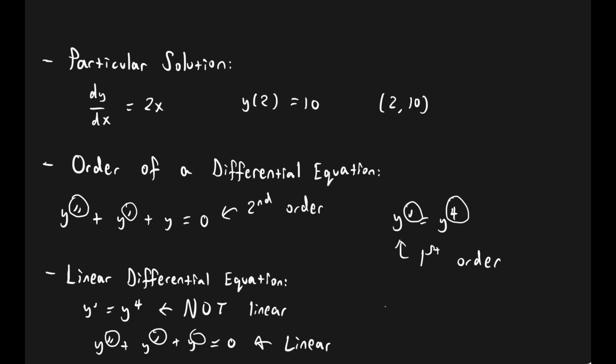Now for our final example, let's look at this. x y prime plus y equals cosine x. Now I want you to take a moment and really think about this one. Is this one linear?